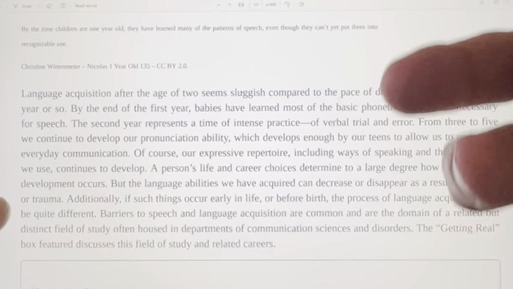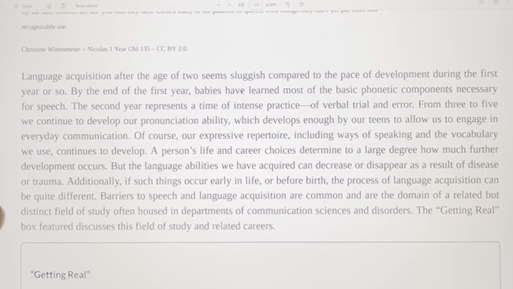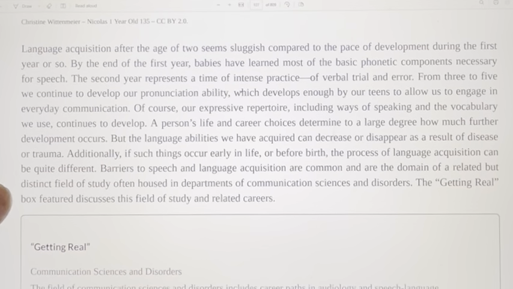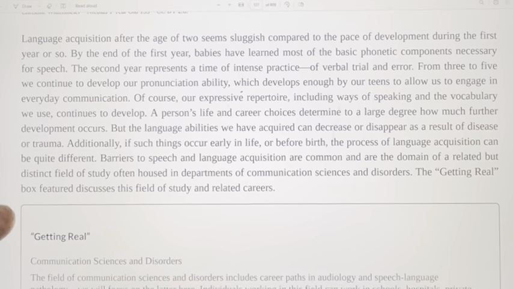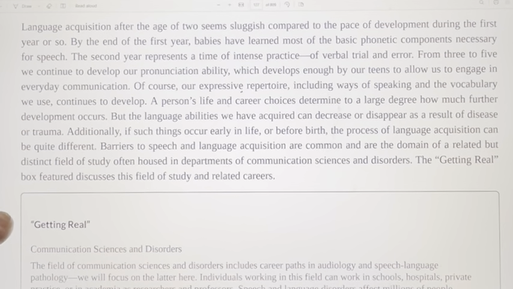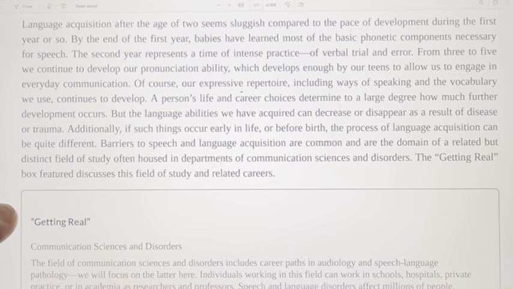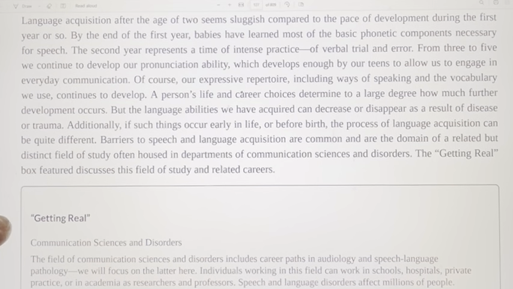And that's been proven over and over again with scientific studies. You basically just look at the brain waves in response to the different sounds that are out there, and they clearly do recognize different sounds. Language acquisition after the age of 2 seems sluggish compared to the pace of development during the first year or so. By the end of the first year, babies have learned most of the basic phonetic components.